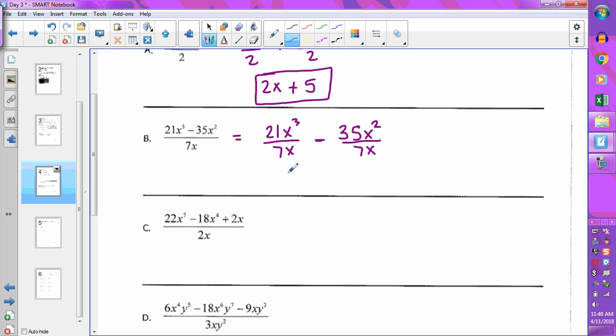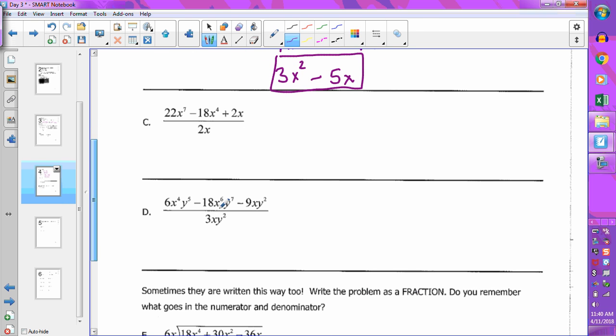7 goes into 21 how many times? 3 times. So now we're going to subtract our degrees. This is x to the third degree minus x, which is also the same thing as saying x to the first degree. So 3 minus 1 gives you x to the second degree. Minus, how many times does 7 go into 35? 7 goes into 35 5 times. Then we have to subtract our degrees. So x to the second degree minus x to the first degree is the same thing as saying x. And here you go, you have your answer. Okay?